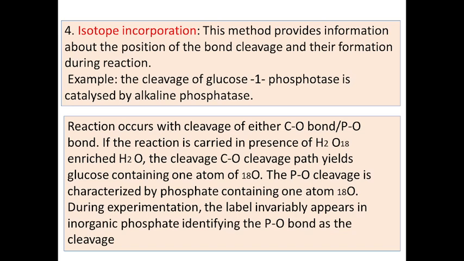phosphate containing one atom of oxygen 18. So when the cleavage of the phosphorus-oxygen bond takes place, there will be formation of phosphate which contains 18 oxygen. During experimentation, the label invariably appears in inorganic phosphate, identifying the P-O phosphorus-oxygen bond as the site of cleavage. So the basic thing is which bonds are cleaved and which bonds are formed, and the information about that is given by this method.